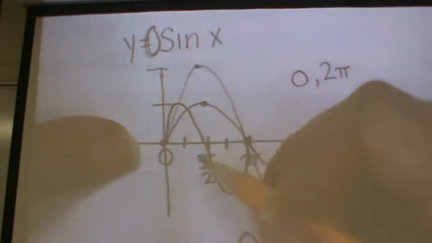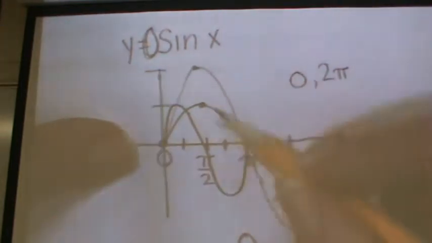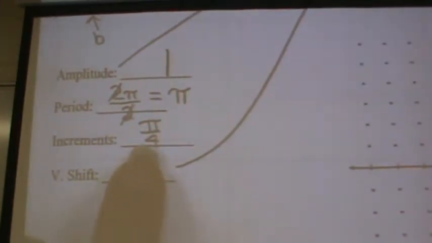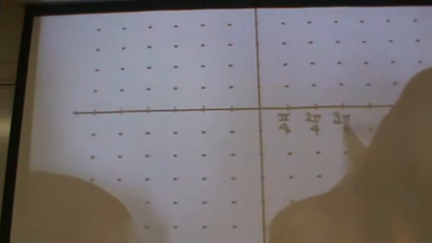So what are each of these increments? They are pi over 4. So you're going to count by pi over 4. Here's your graph: you have pi over 4 here, 2 pi over 4, 3 pi over 4, and 4 pi over 4. That's 1 full period. Now we can go the other way: negative pi over 4, negative 2 pi over 4, negative 3 pi over 4, and negative 4 pi over 4, which is negative pi.